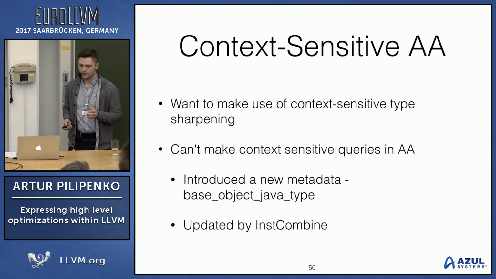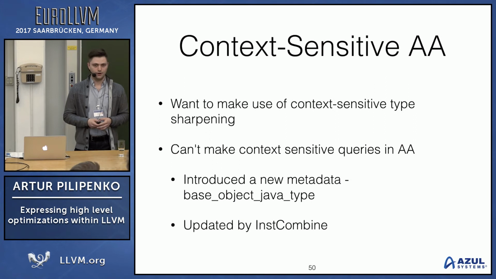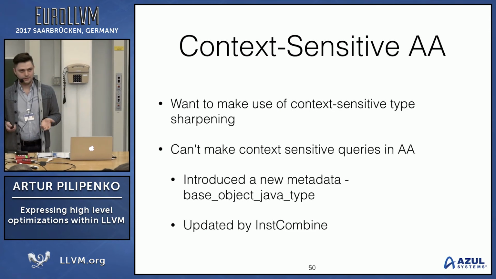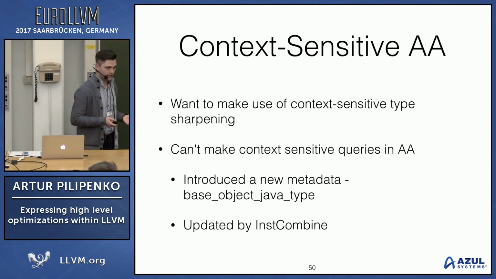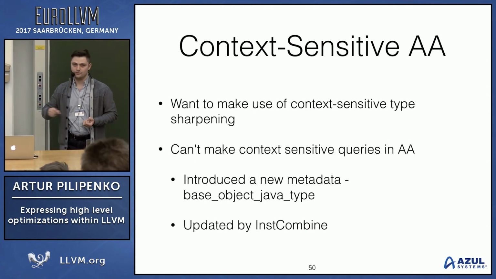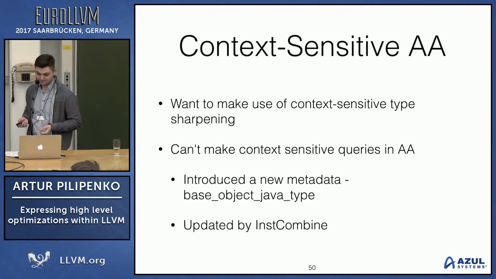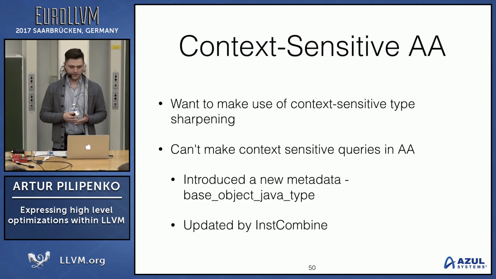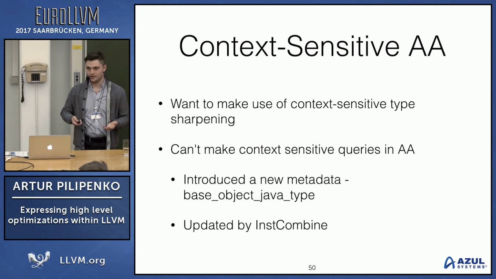As I mentioned, we wanted to make use of context-sensitive type sharpening for alias analysis, but it was a little bit tricky because of the way LLVM alias analysis is organized today. When an aliasing query is made, there is no context instruction. We have a set of metadata which describes aliasing properties of the instruction, but we don't have the instruction itself, so we have nothing to pass to JavaType analysis. So we had to hack around it a little bit. To do this, we cached the result of the JavaType query for the base object being accessed in metadata on loads and stores. We introduced new metadata, and we created an instCombine rule which maintains this metadata.